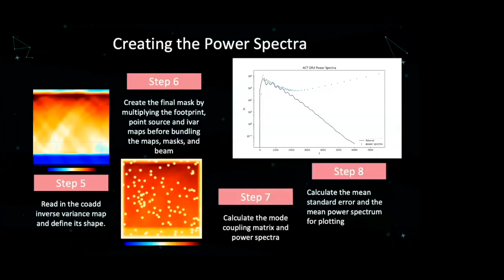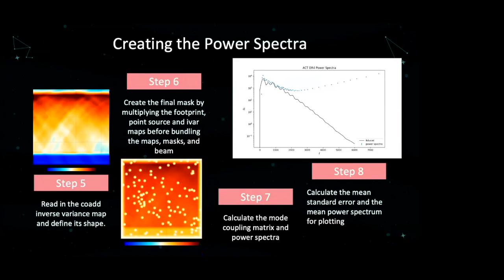Next we have the coadd inverse variance map, and we do the same thing, define its shape, but we don't have to apodize this. Then we multiply all of those together, the footprint, the point source mask, and the IVAR maps, to build this final mask, which includes everything.